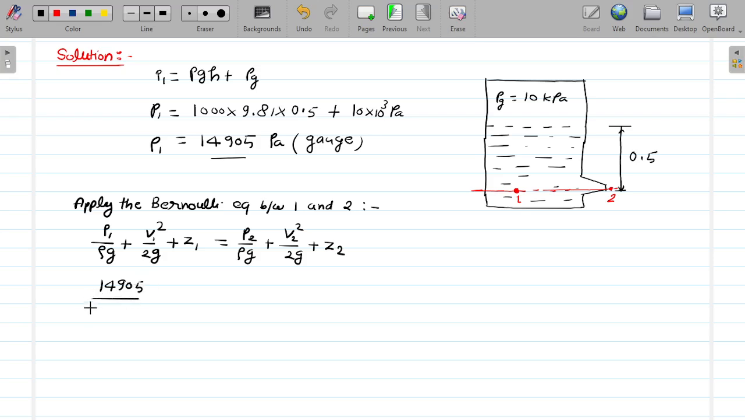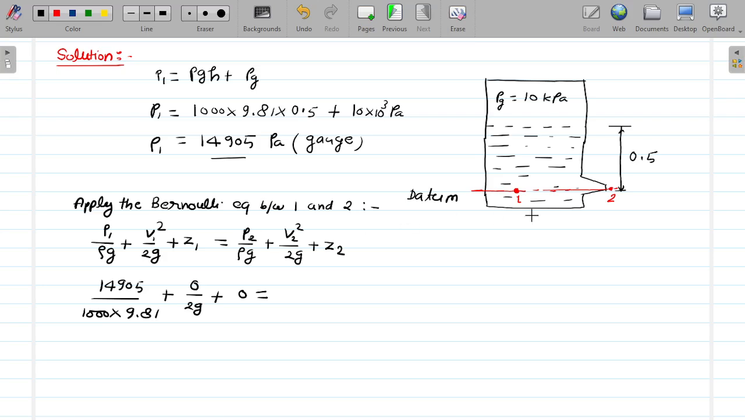So P1 is equal to 14905 divided by density of water, 1000, multiplied by 9.81, acceleration due to gravity, plus V1, the velocity at point 1. Here the water is in a static condition, so the velocity of water is 0, divided by 2g, plus Z1, the height of point 1 from the datum. Actually this point is on the datum line, so we will put this value as 0.